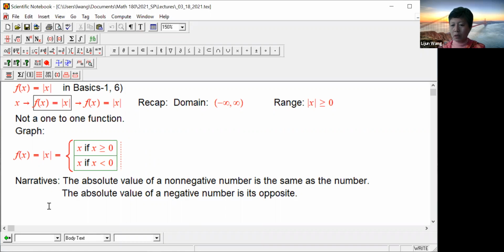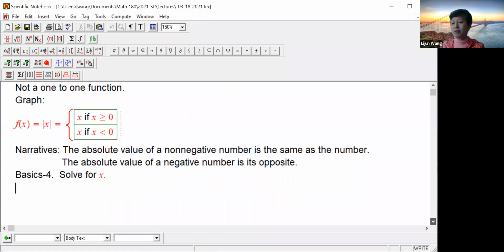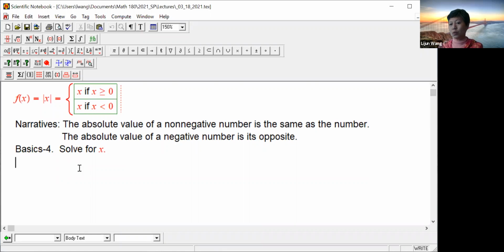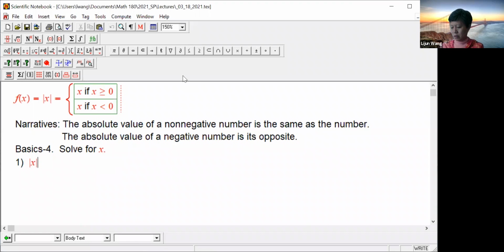Now, look at basic 4. What does basic 4 say? Basic 4 says, solve for X. These questions you have seen before, but I just want you guys to see it in a new light with interpretation. So what does this mean? Solving for X. Take the first one, for example. Absolute value of X is equal to 3. What does that mean?